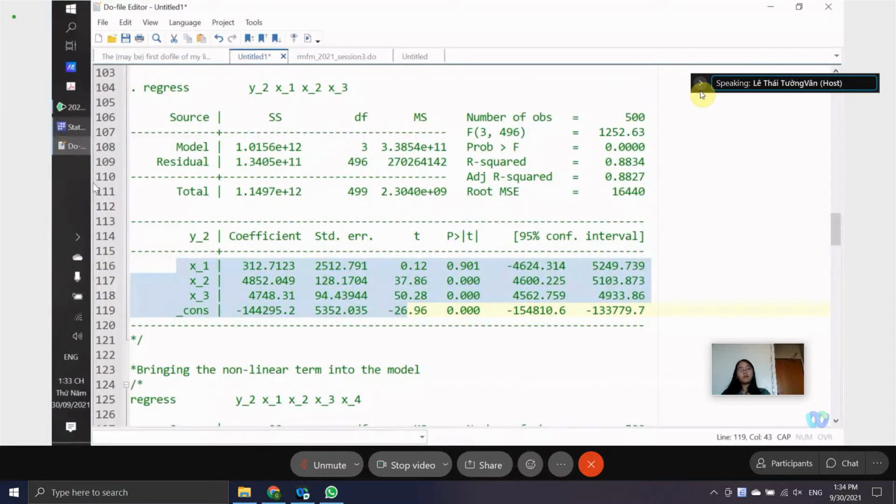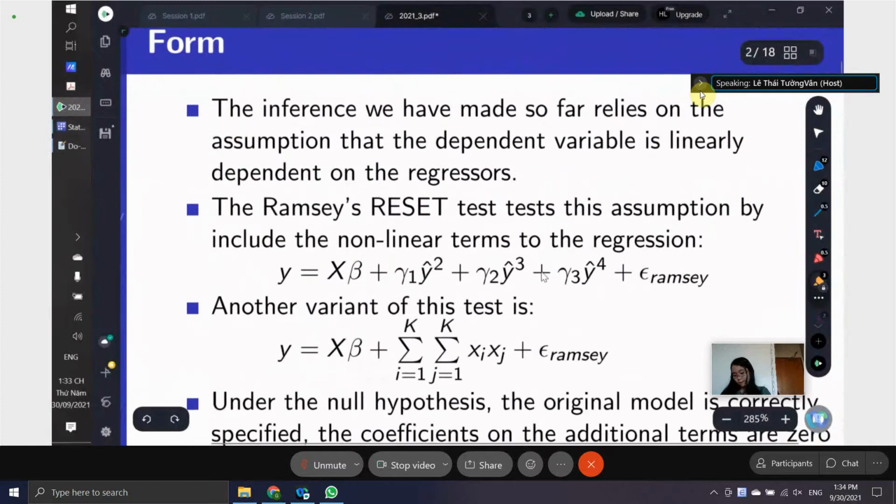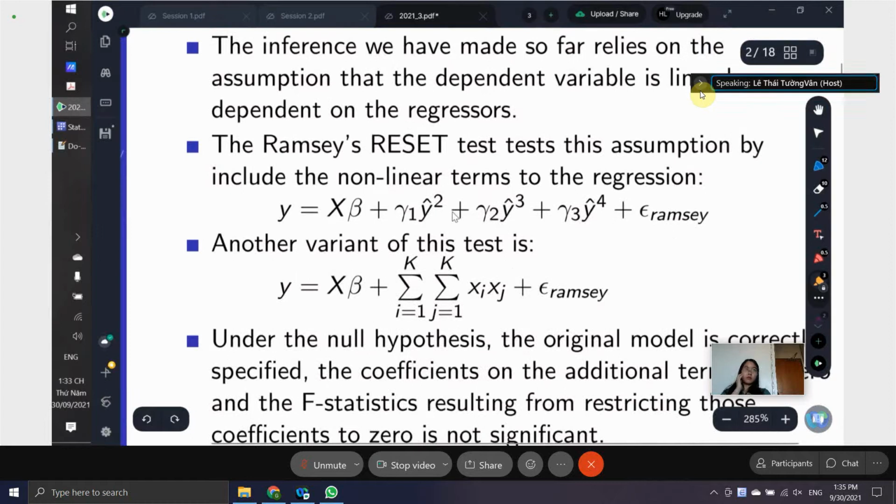So we have to correct for that by looking at our slides here. The inference we have made so far relies on the assumption that the dependent variable is linearly dependent on the regressors. Regressor here is another name for the explanatory variable. So we have Ramsey's RESET test, to test this assumption. I include a non-linear term into the model.